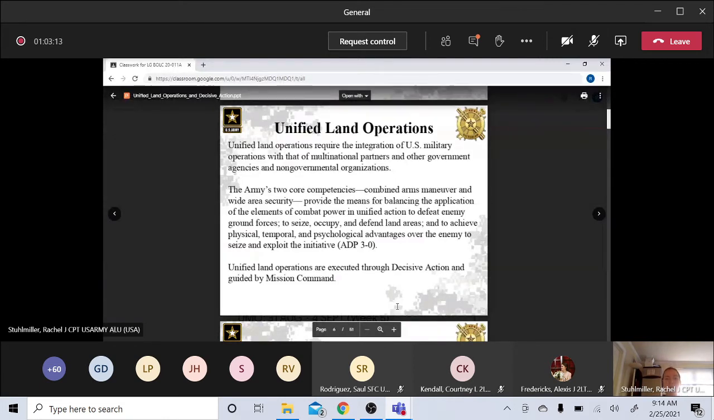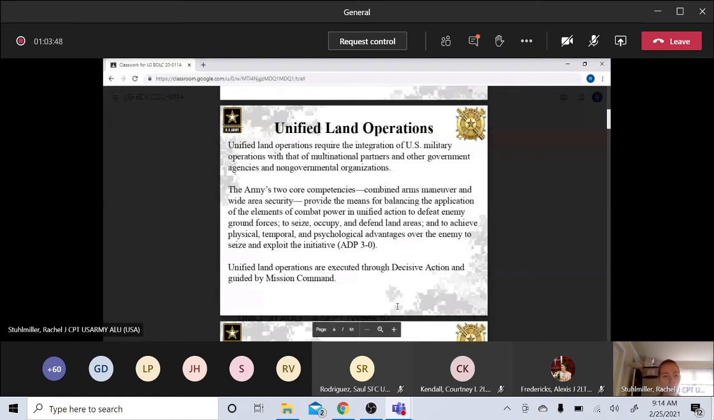Okay. So unified land operations. We've already talked about what that is. We are talking about non-governmental and governmental organizations. We're talking about all these different partners. We're talking about really that unity of effort. But what I want to highlight here is that the Army has two core competencies. Okay, you need to know that the Army has two core competencies: combined arms maneuver and wide area security.